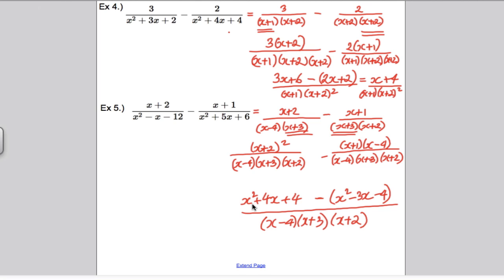Right, now let's try and combine. X squared minus x squared, they cancel. 4x subtract negative 3x is 7x, and 4 subtract negative 4 is 8. So we end up getting the following. And there's no way of cancelling that down any further. And we're done.